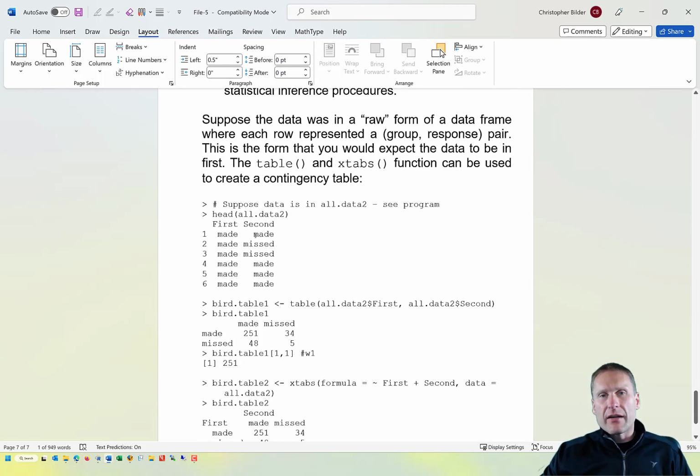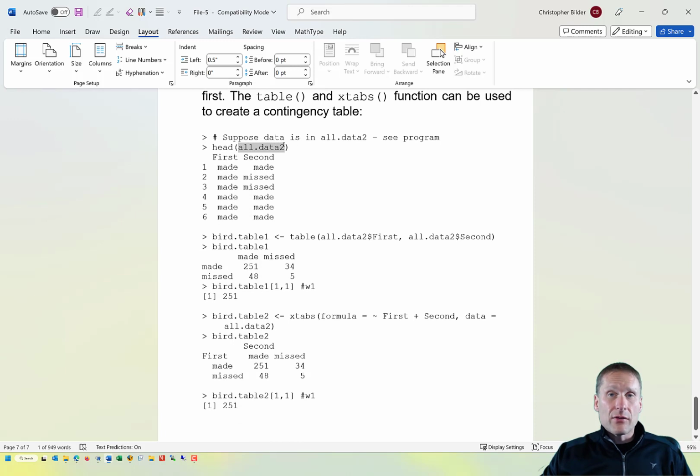Now, the last thing I want to talk about is that very often when you have data that can be summarized in a 2 by 2 table, you get the data first in an unsummarized manner. So let's say I have a data frame called all.data2. If we look at the first 6 values in that data frame, this could represent the ordering of Larry Bird's free throw shooting. The first pair of free throws, he made the first, made the second. The second pair, he made the first, missed the second, and so on. If we were to look all through this, we have 338 rows of data representing the 338 pairs of free throws that were shot.